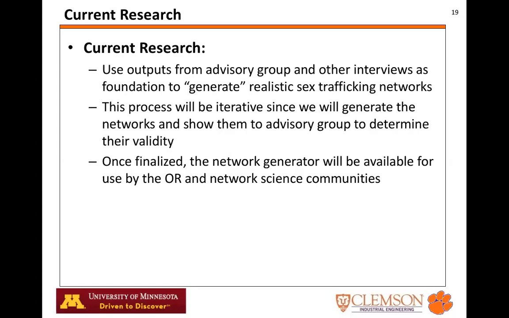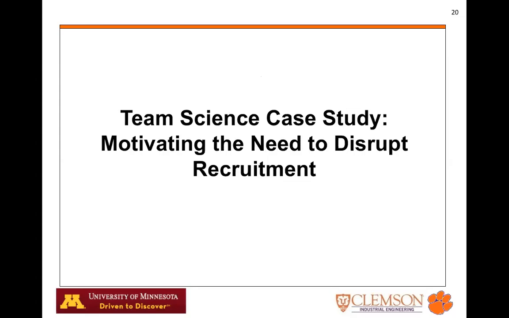So what we're doing now is taking the output from the advisory group meetings and interviews to try and construct and fill in those details in a systematic way. So hopefully within the next 4 to 6 months, we actually have code available that will generate realistic sex trafficking networks. And then, as part of the verification process, we'll show the output to the advisory group and see what we got wrong and update it through that process as well.